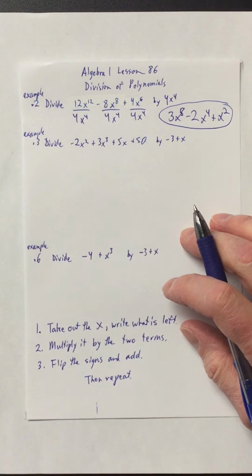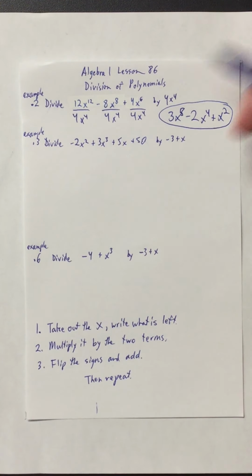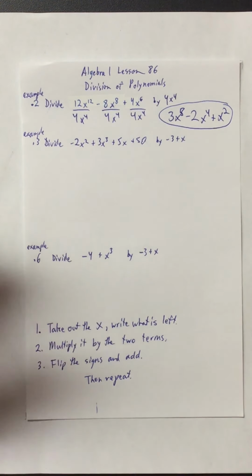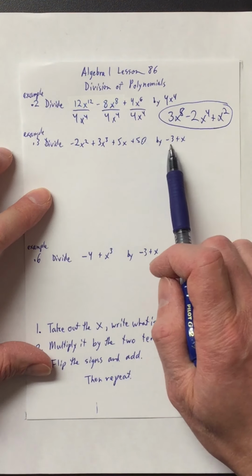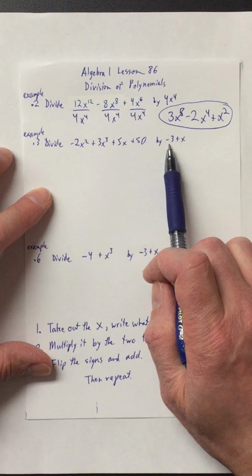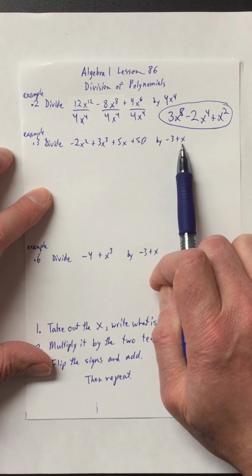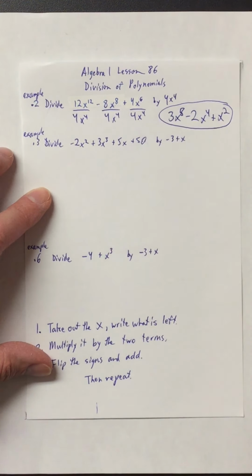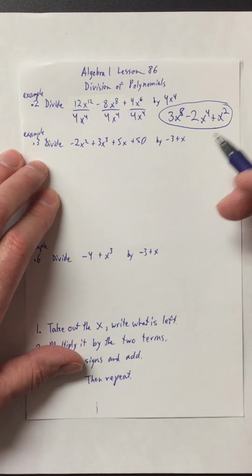That one's pretty simple. You already know how to do that, but it is division by 1 term. The question is, and today's lesson is all about, what if you have division by 2 terms? We've got a negative 3 and a plus x. We can't just do it the same way. That does not work out.